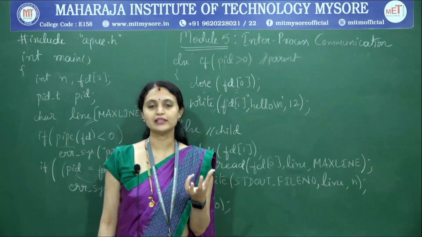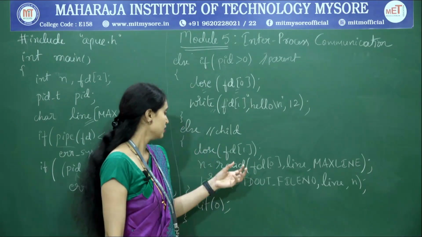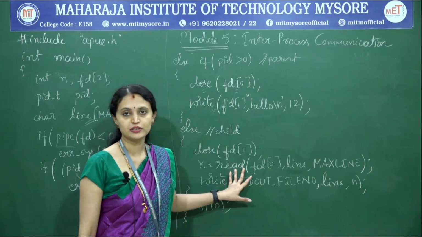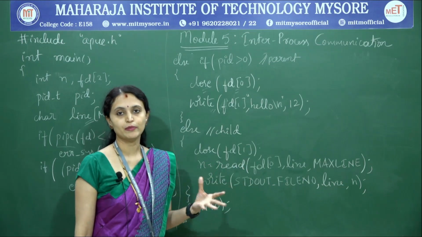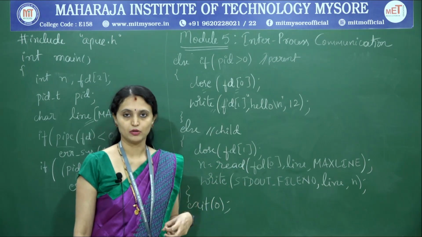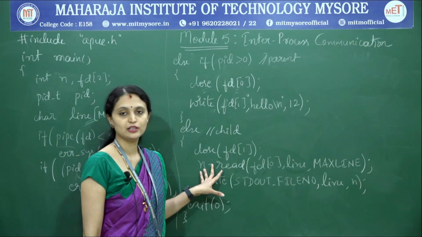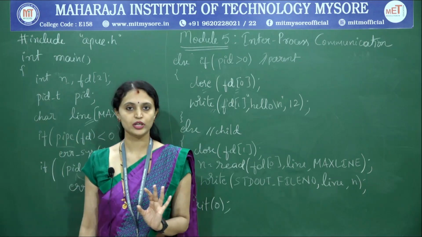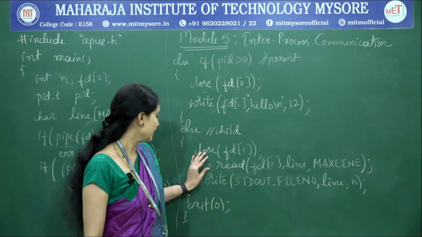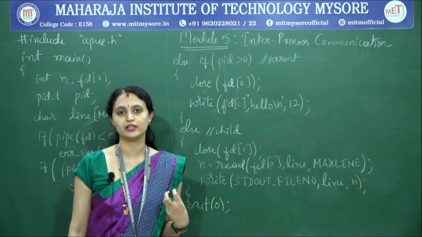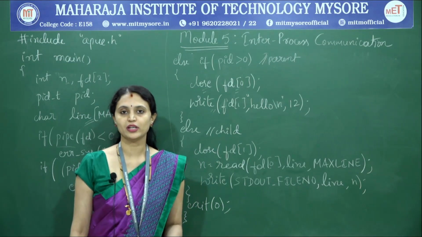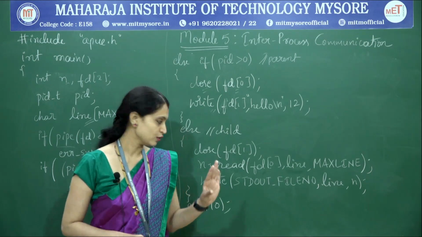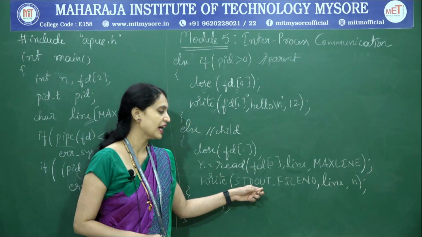So the number of bytes that has to be read from this file. This read function returns the number of bytes that are successfully read. That is why we are storing that into the variable n, which is of type integer. In the next step we are printing the content that has been read to the standard output. We are just displaying it in the console, so for that purpose we are writing into the standard output here.